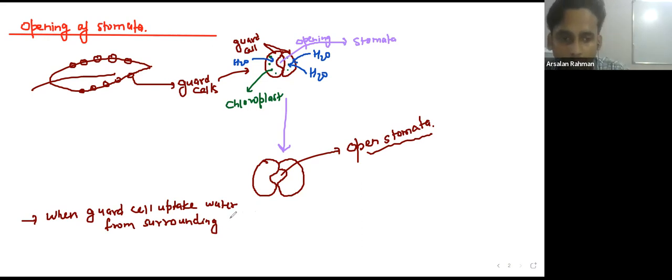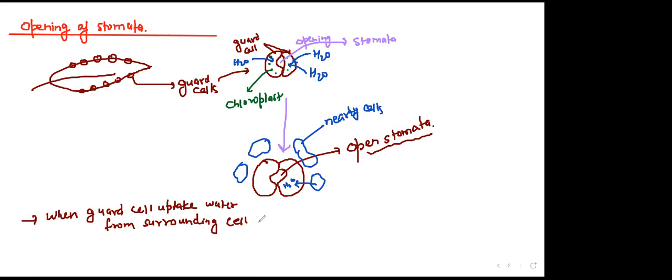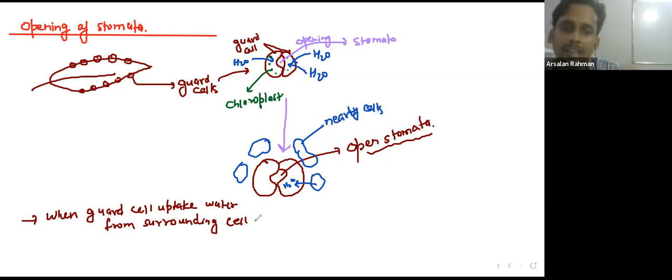When guard cells uptake water from surrounding cells, there must be cells present nearby these guard cells, right? Suppose these are the cells. What are these nearby cells? They will release water into the guard cells. When guard cells take up water from surrounding cells, they swell.